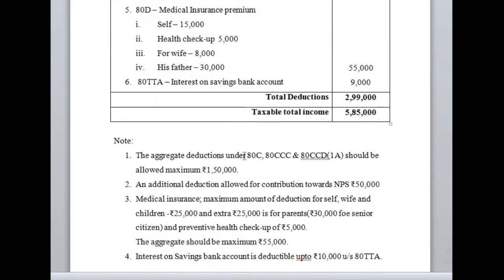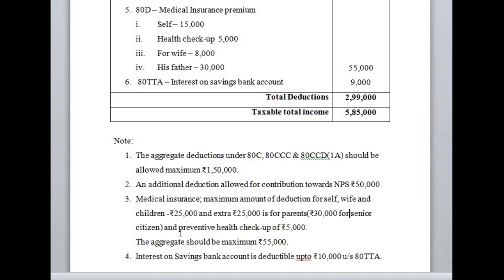The aggregate deduction under section 80C, 80CCC, 80CCD(1) should be allowed a maximum of rupees 1,50,000, not more than that. An additional deduction allowed for contribution to NPS is 50,000. Medical insurance, the maximum amount of deduction for self, wife and children is 25,000, and a separate 25,000 is allowed for parents if the parents are less than 60 years. If the parents are more than 60 years, senior citizens, 30,000 will be allowed as deduction instead of 25,000.